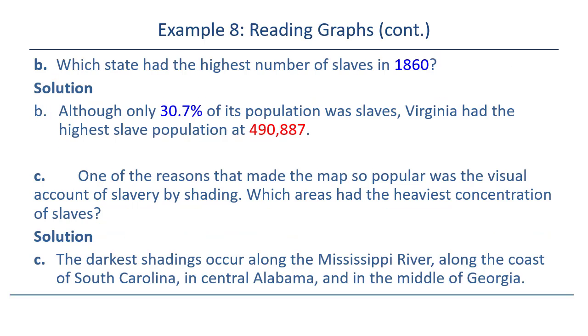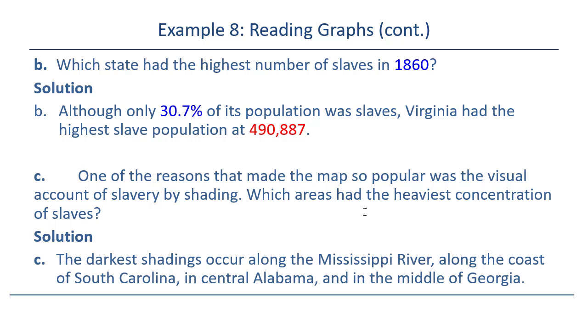And then the rest of these we can answer again by just doing some simple math. Which had the highest number of slaves, right? You go back and just observe it. Only 30% of its population slaves. Virginia had the highest slave population, right? So even though the percentage was low, it still had the highest population. That just means they had a lot of other people.